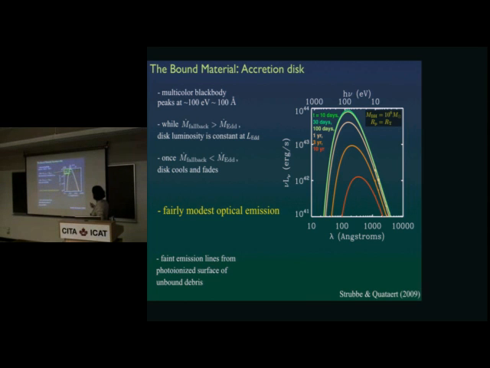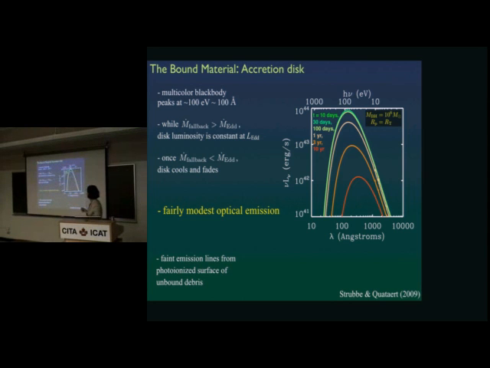While the fallback rate is super Eddington, for 10 days, 30 days, 100 days, you can see all the green curves lie on top of each other, and the disk luminosity is roughly constant at the Eddington luminosity. And then once the fallback rate declines below the Eddington rate, the disk cools and fades with time for 1 year, 3 years, 10 years, and 7 years.